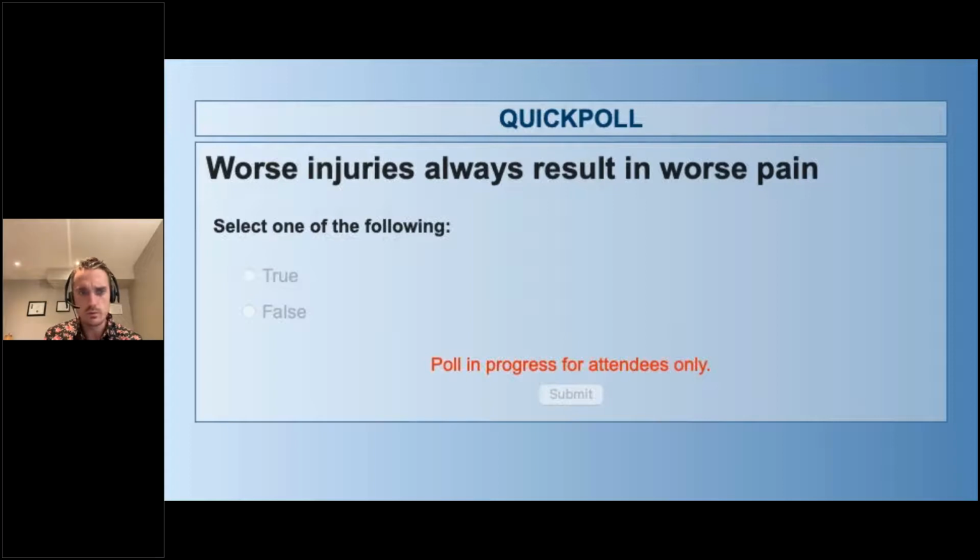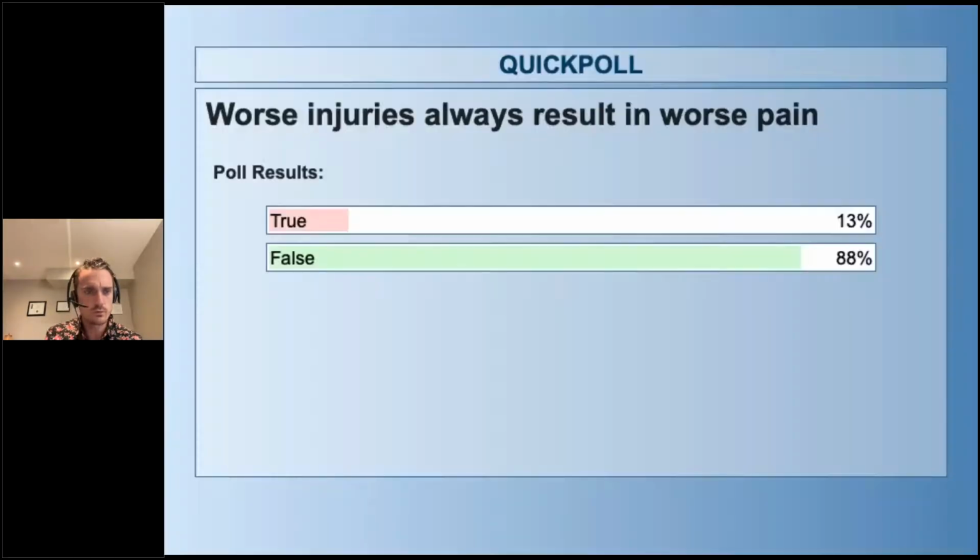I'm gonna close the poll right now, and we're gonna share the results. Again, worse injuries always result in worse pain. The answer indeed is false. So worse injuries do not always result in the worst pain, which is why pain management is such a complex area of wellness and well-being.